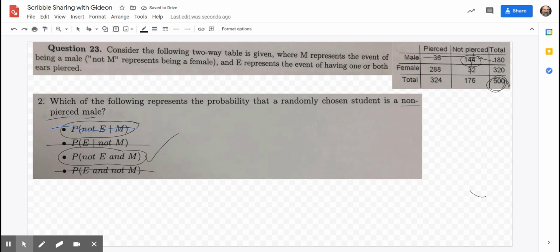That would read as male being the given. So that would be, what's the probability that a randomly chosen male does not have pierced ears? You hear that? Even though I mentioned the condition first, it was last in the symbology. What's the chance that a randomly chosen male, aha, male is the condition, does not have pierced ears? That's the question. Versus, hey, random student, are they a non-pierced male? What's the chance? Well, it looks like 144 out of 500.